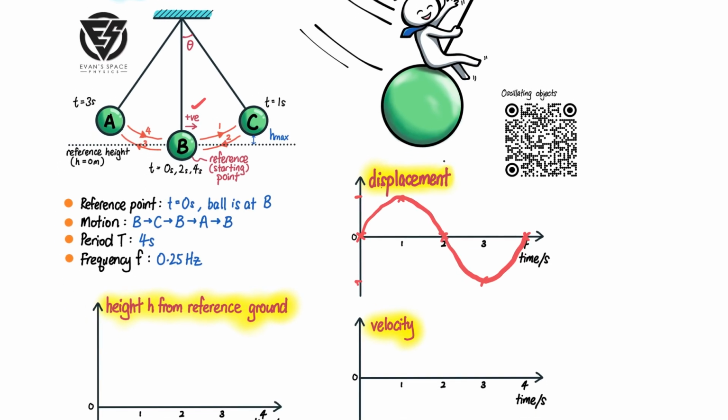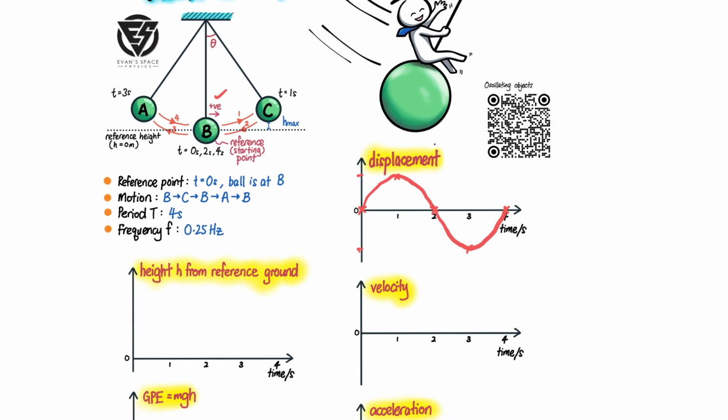Next, let's go to the velocity-time graph. Now, as mentioned, at point B, the ball is at its fastest speed. So the velocity will be the maximum. Let's put it here. And then when it reaches C at time equals 1 second, because it's at its highest point, the speed is 0, so that will be the case.